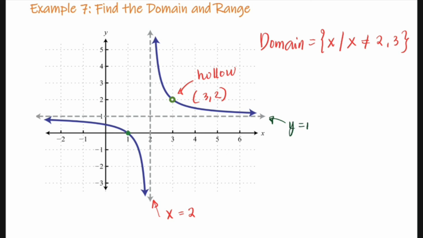Then again, it will also be excluded in the range. And the y value of the hollow point is 2. So the range would be all values of y such that y is not equal to 1 and 2.